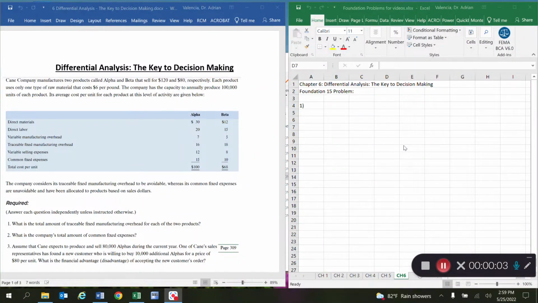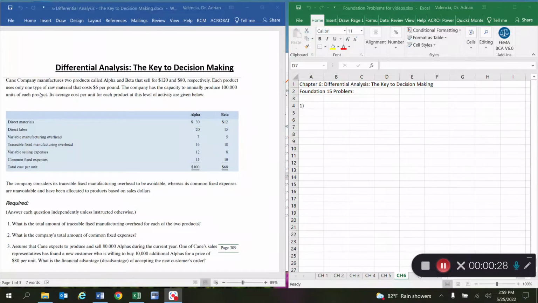In this video, I'm going to discuss the Foundation 15 problem from Chapter 6 dealing with differential analysis. We're told that Kane Company manufactures two products called Alpha and Beta, and they sell at $120 and $80 respectively. So here's some financial information on Alpha and Beta.